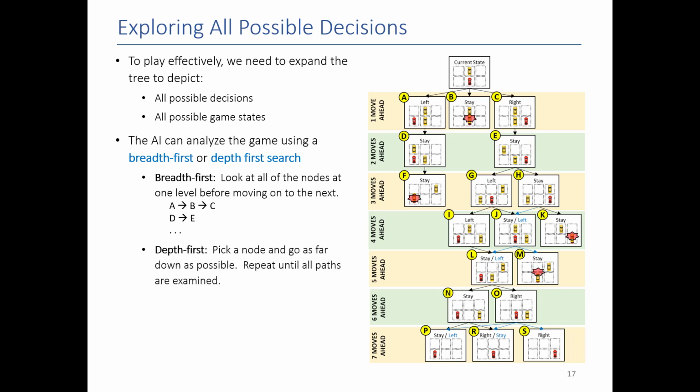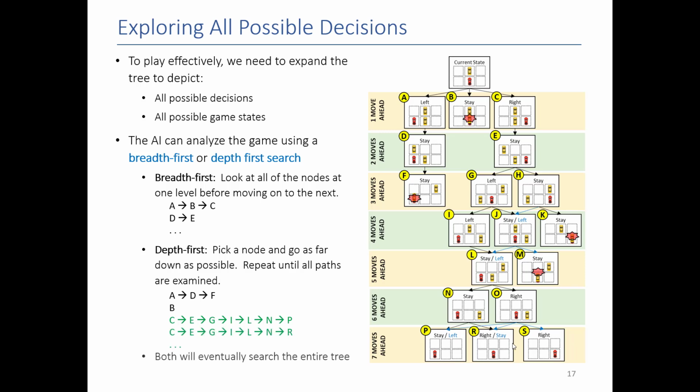Another way that we could look at the tree is using what's called the depth first search. With depth first, we make a decision and see how far down the tree we could go, and we keep doing it until we examine all the paths. So for example, here we would look at A, then D, then F. Here we'd look at B. And then here we would look at C, E, G, I, L, N, P. Once there are no more states after this, we'd go back up, and now we go here. So we'd look at all possible combinations.